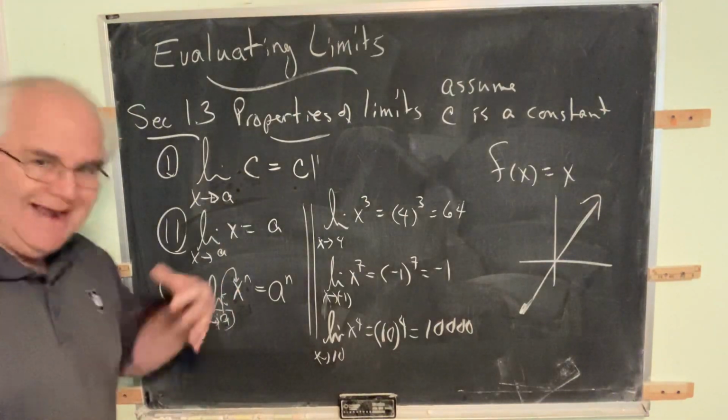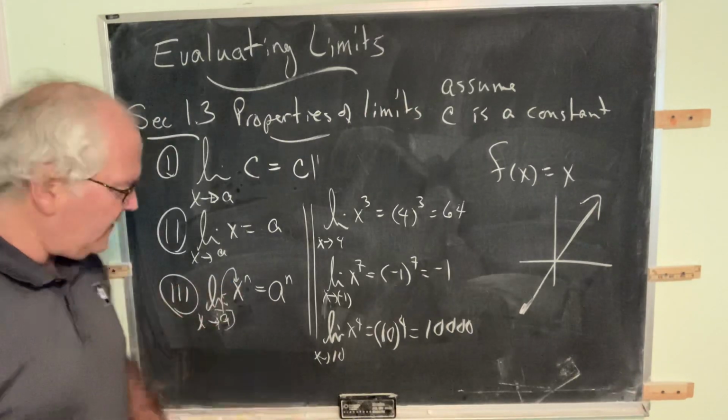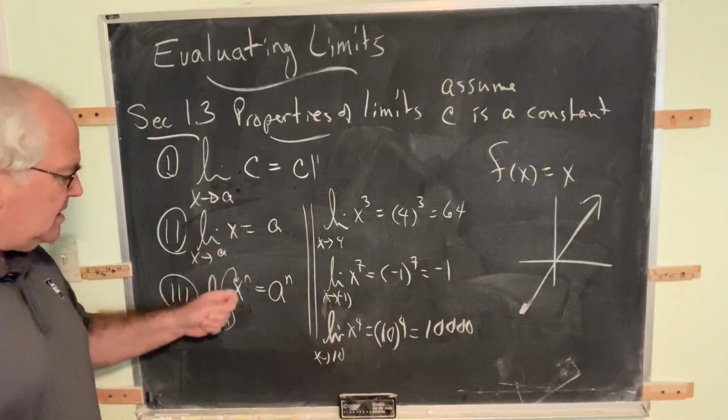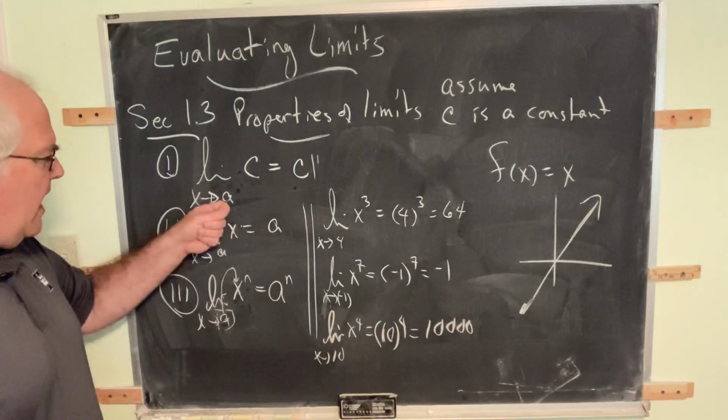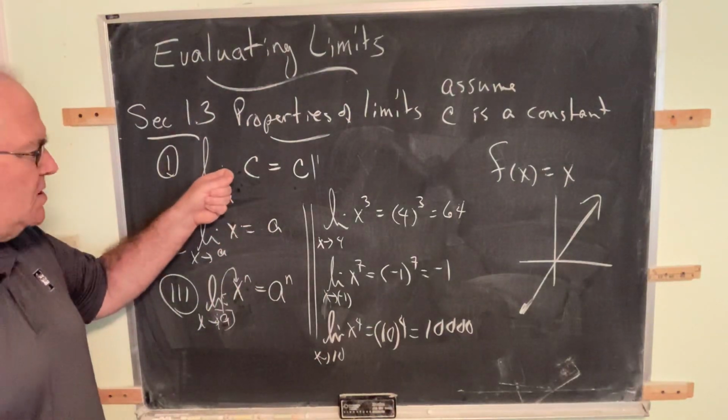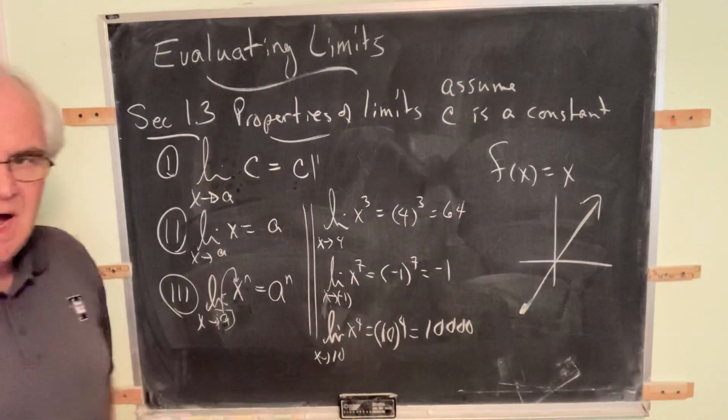It turns out the net effect is take a, substitute for x, work it out. Take a, substitute for x, work it out. Take a, substitute. If there is no x to substitute, then ignore it, and the limit of a constant is the constant.